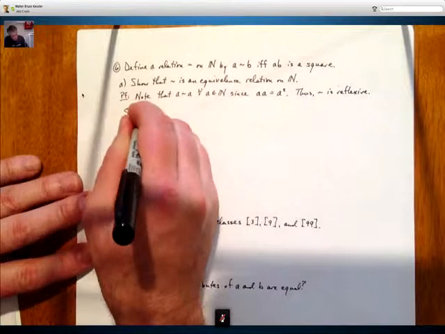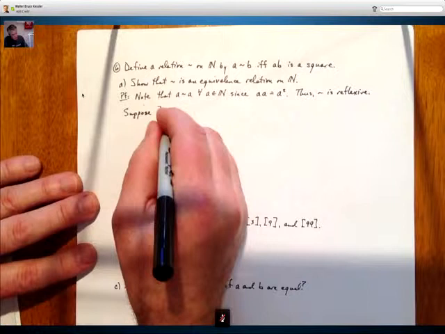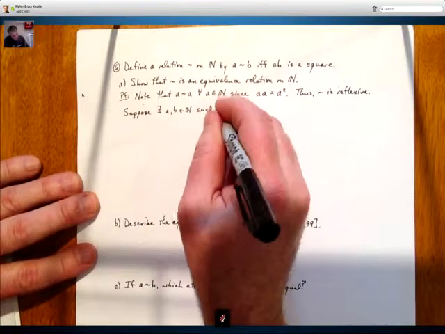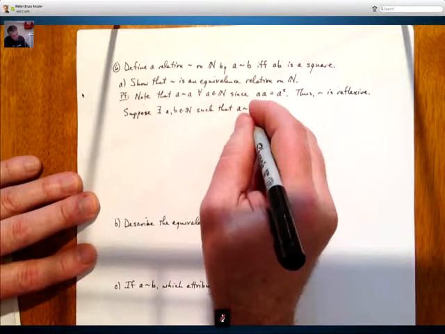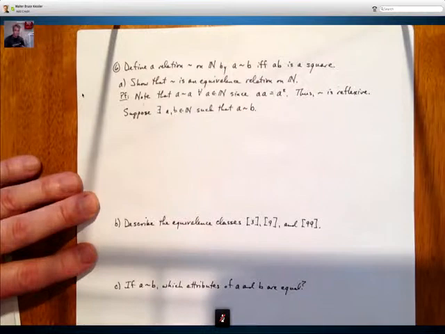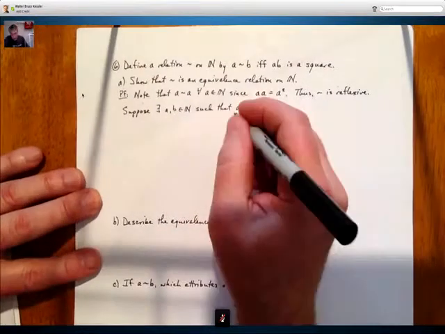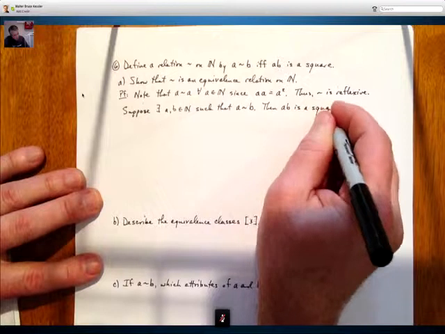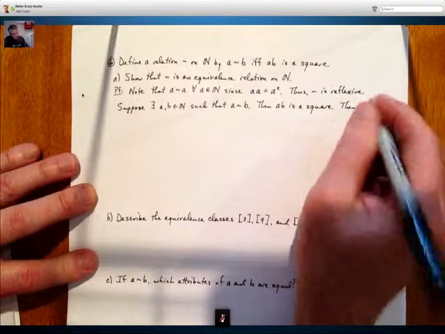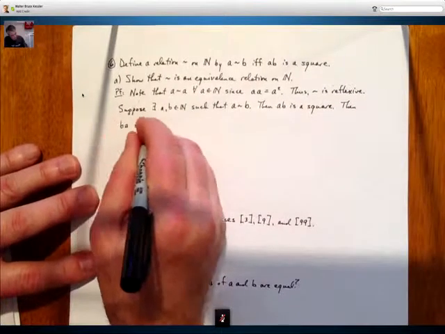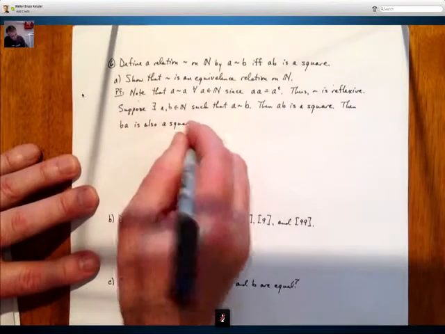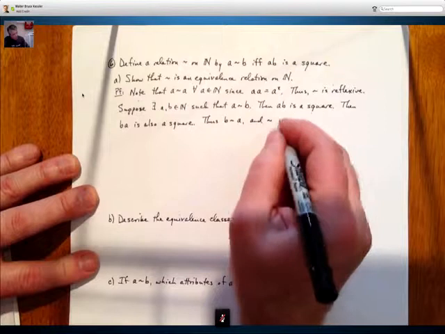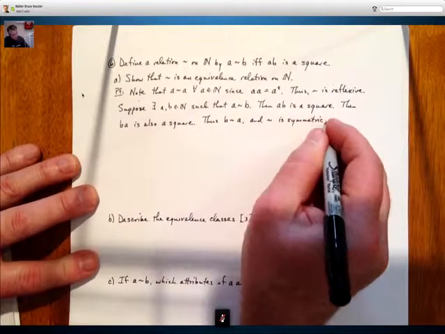All right. Now, suppose there exist A and B natural numbers such that A is related to B. It's A squiggles B. And then we need to show that B will also squiggle A, right? Then AB is a square. But then BA is too. Thus, B is related to A, and squiggle is symmetric.